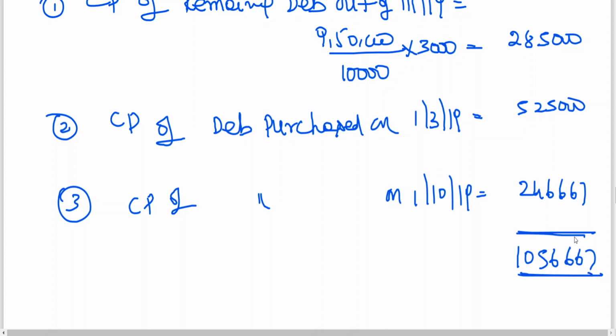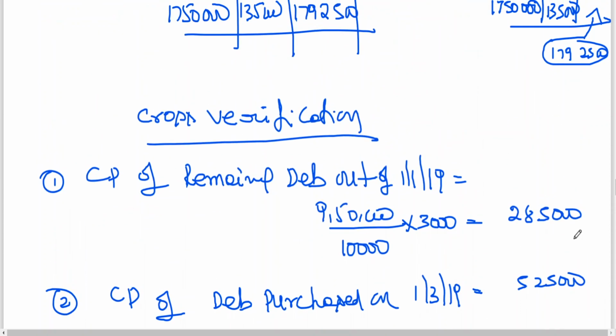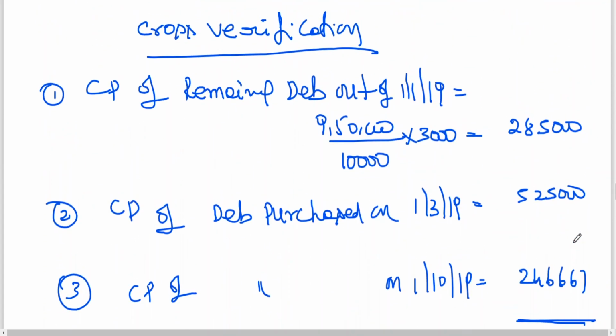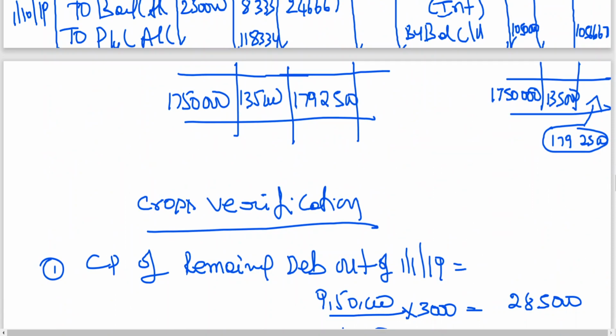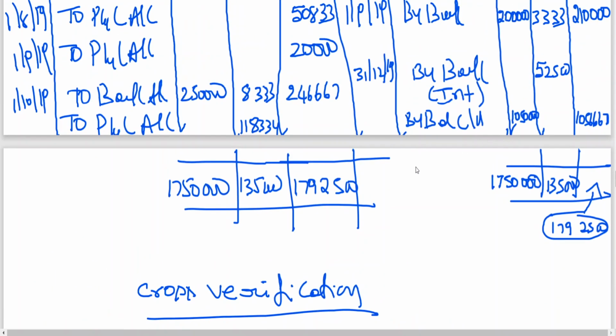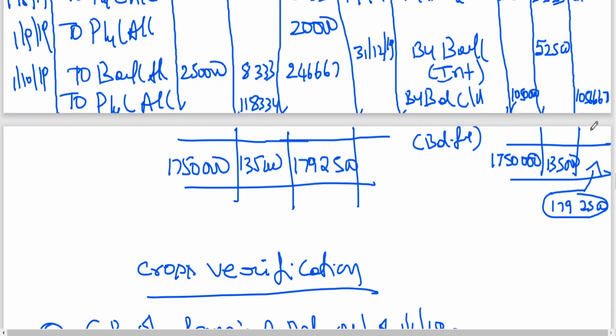So this generally in the solution they work out like this. I think this cross verification is not needed, because the balancing figure itself is carrying amount. Current investment carrying amount is shown at cost price or market value, whichever is lower. Last class I told you that I will be explaining today.